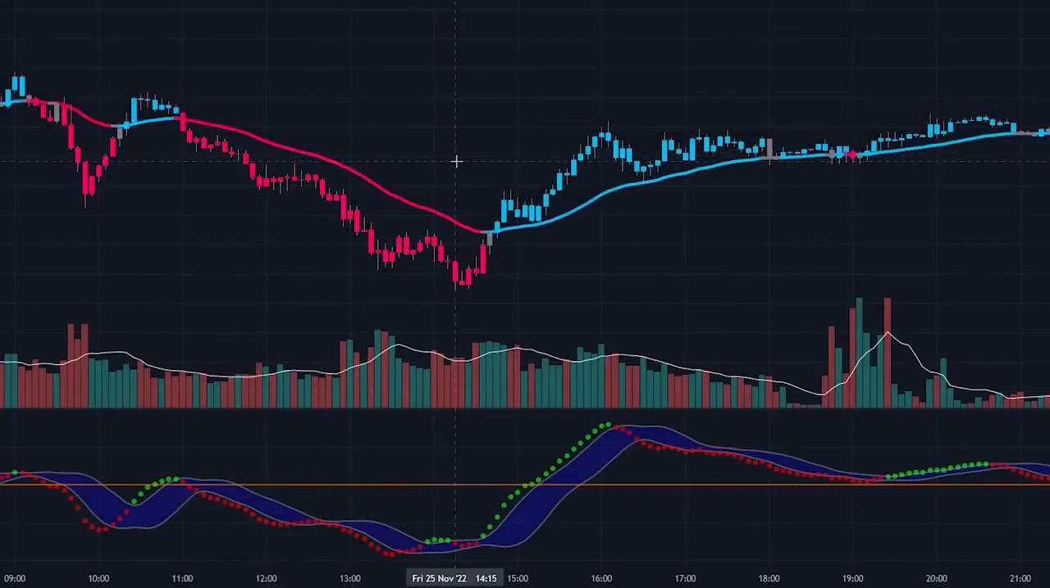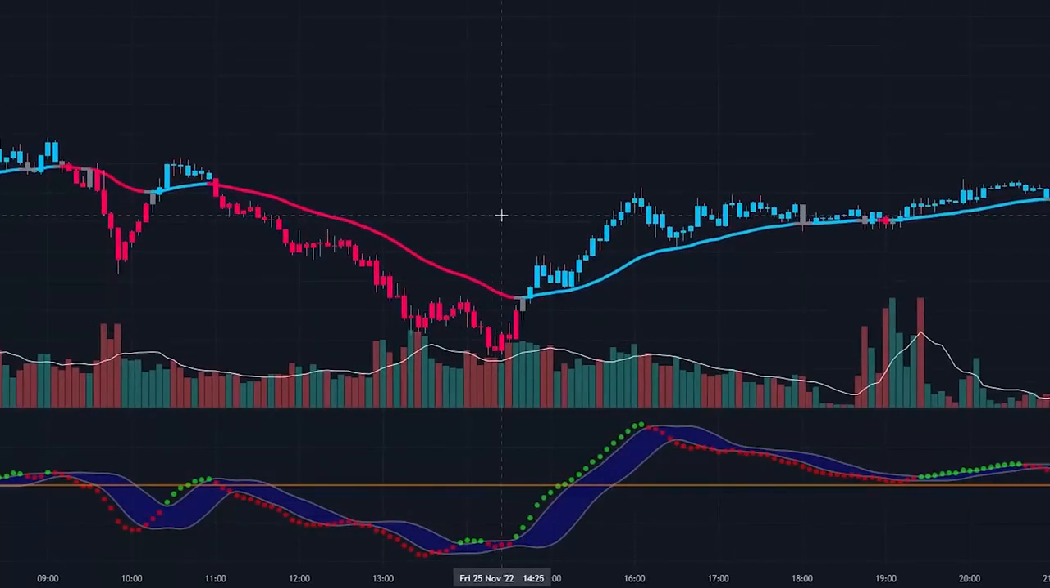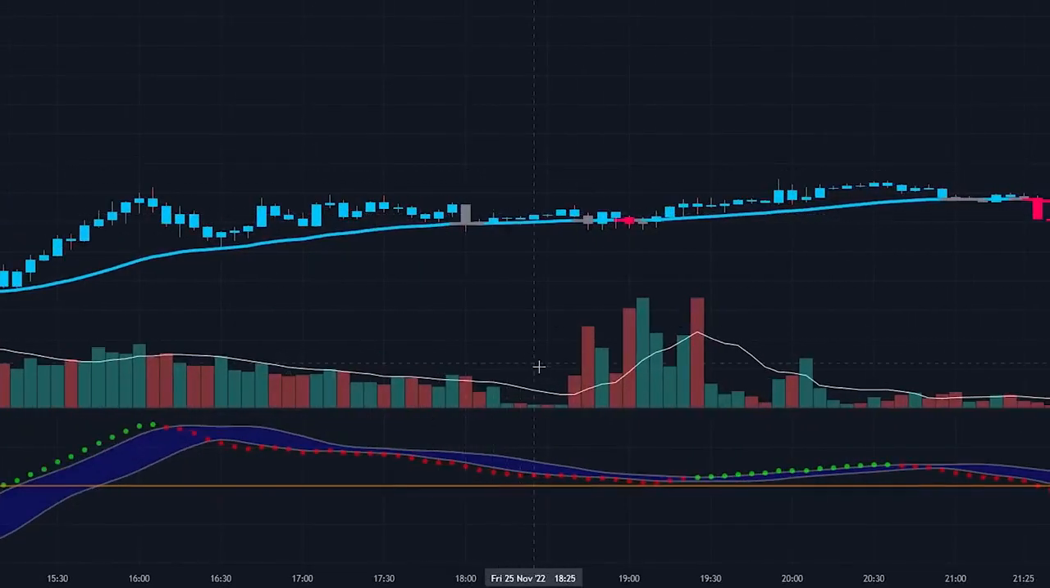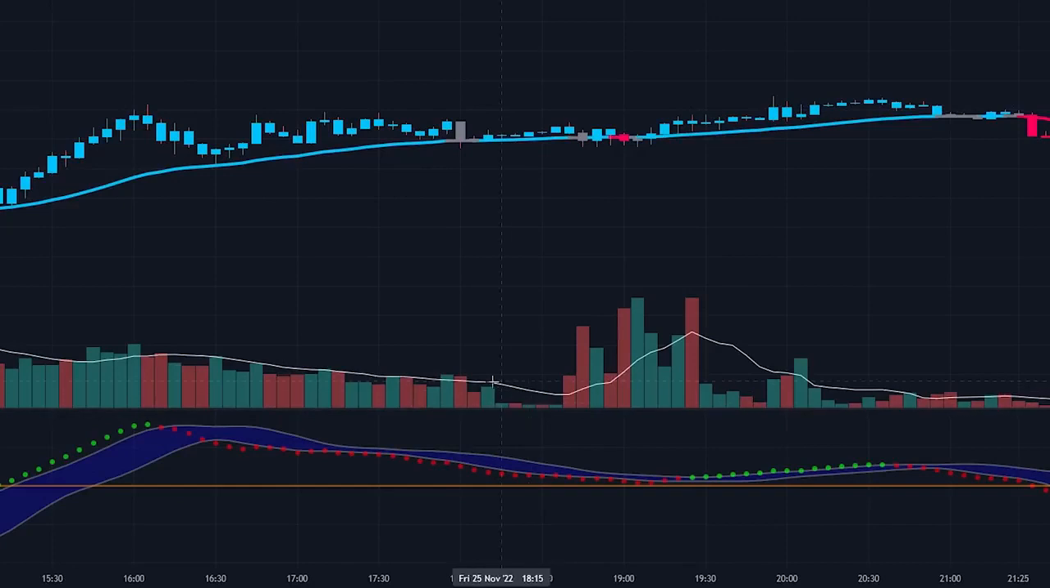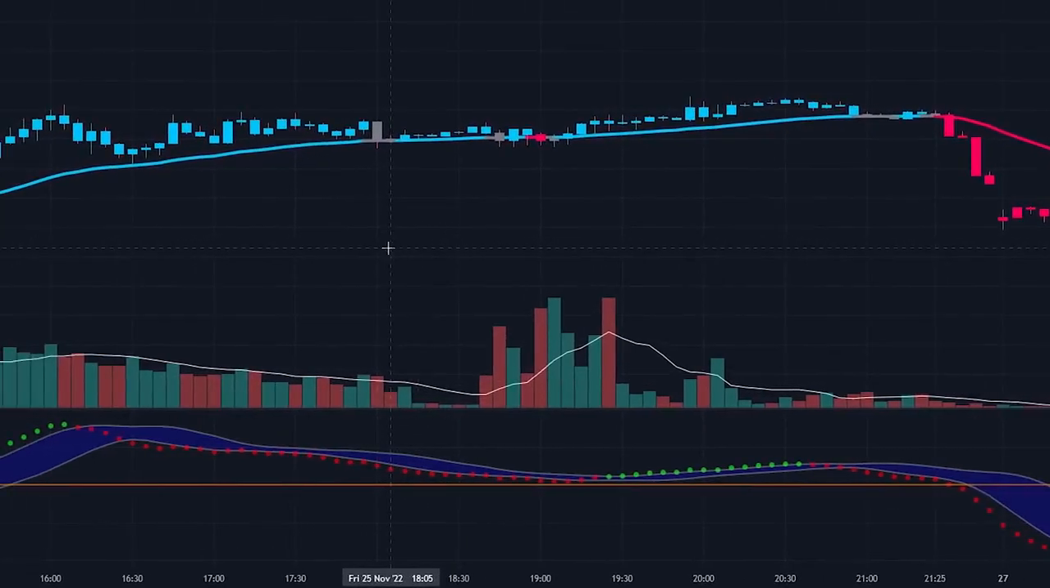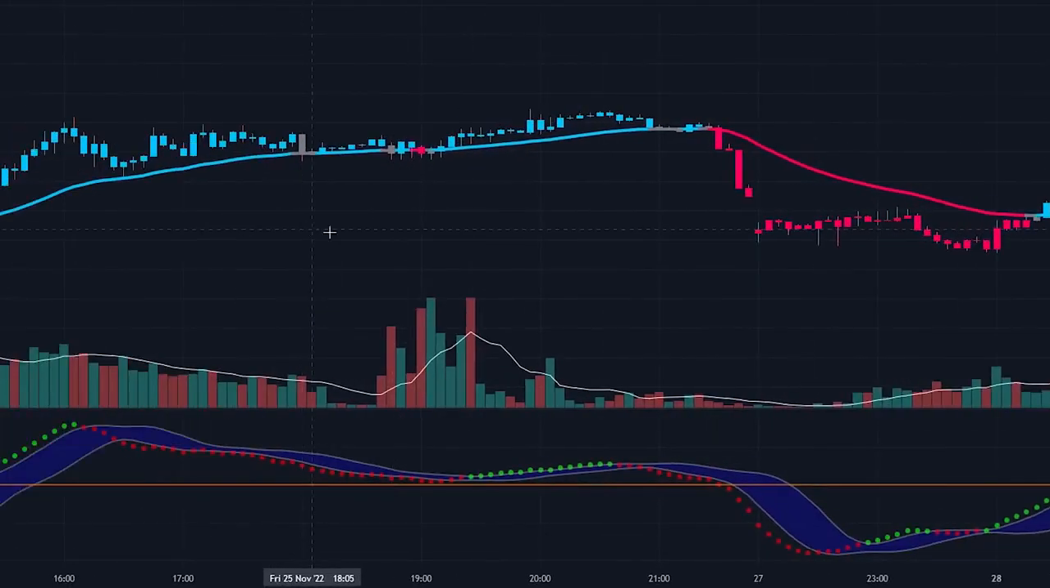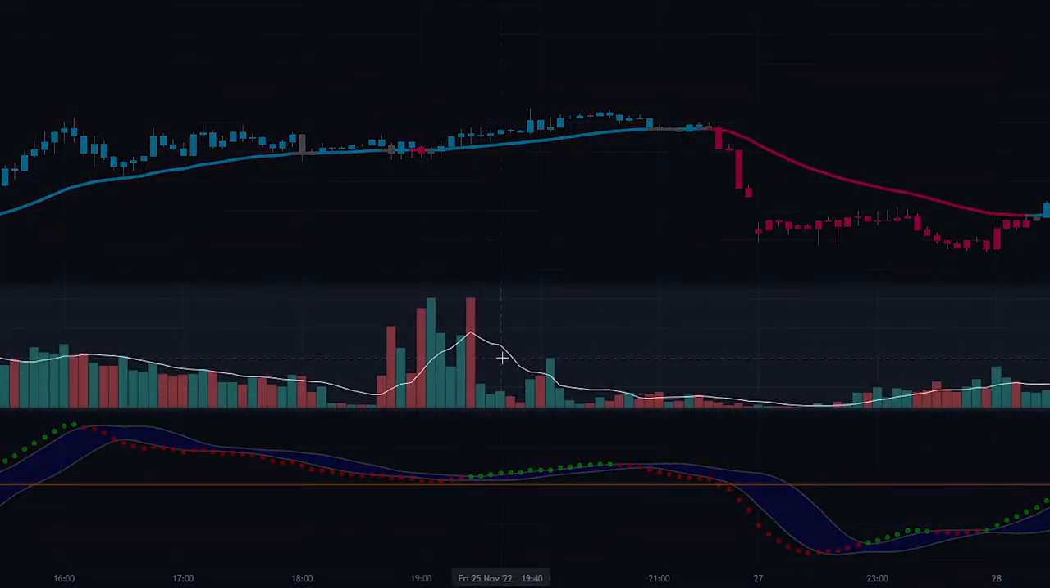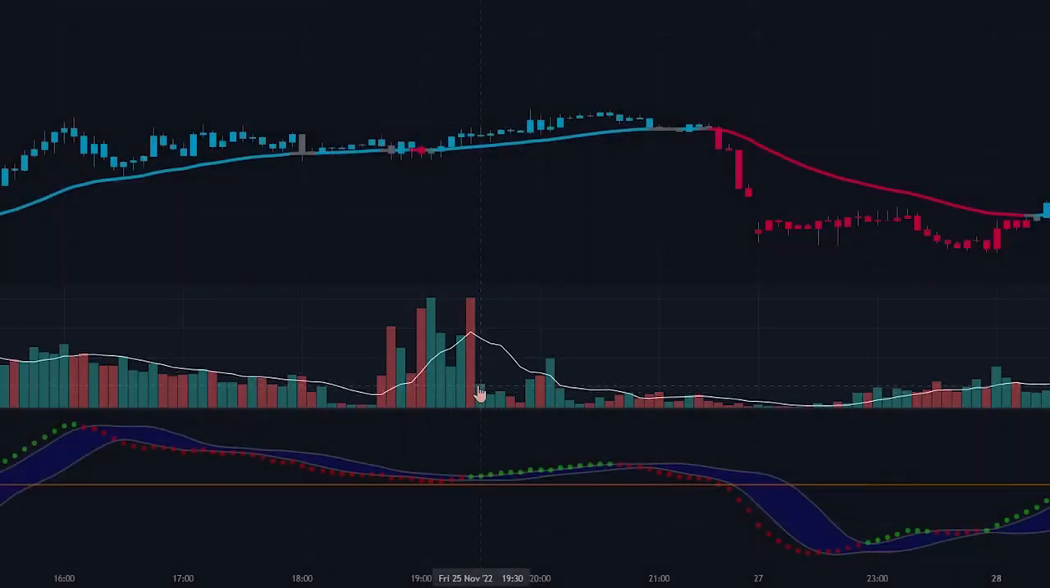However, this strategy won't work when there is a low amount of volume in the market. That's why we added the volume indicator to make sure that there is enough volume to push the price up or down. To determine whether there is enough volume, we will be using the MA line. Whenever the volume bar is above the MA, we will assume that there is enough volume in the market, and whenever the volume bar is below the MA, we will assume that there isn't enough volume in the market.